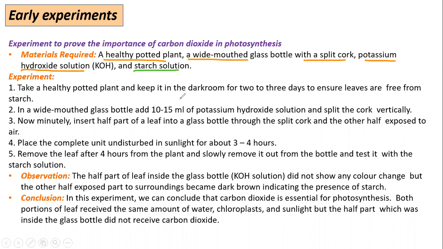Take a healthy potted plant and keep it in a dark room for 2 or 3 days to ensure the leaves are free from starch. In a wide-mouthed glass bottle, 10 to 15 ml of potassium hydroxide solution has been added.